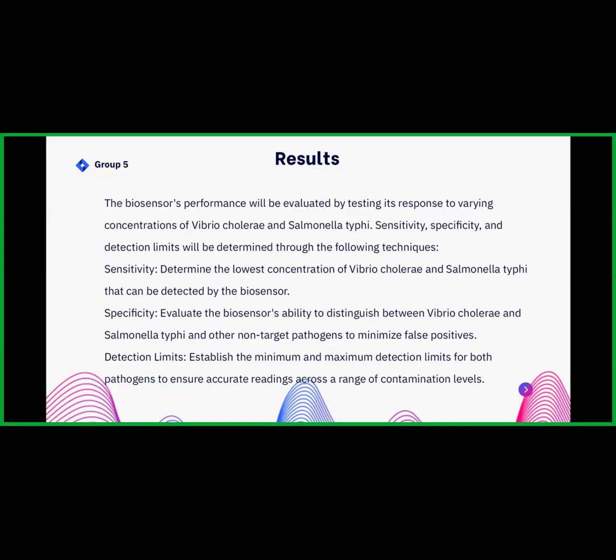Sensitivity will be determined by the lowest concentration of Vibrio cholerae and Salmonella typhi that can be detected by the biosensor. Specificity is evaluated by the ability to distinguish between Vibrio cholerae and Salmonella typhi and other non-target pathogens, to minimize false positives. Detection limit: establish the minimum and the maximum detection limits for both pathogens to ensure accurate reading across a range of contamination levels.